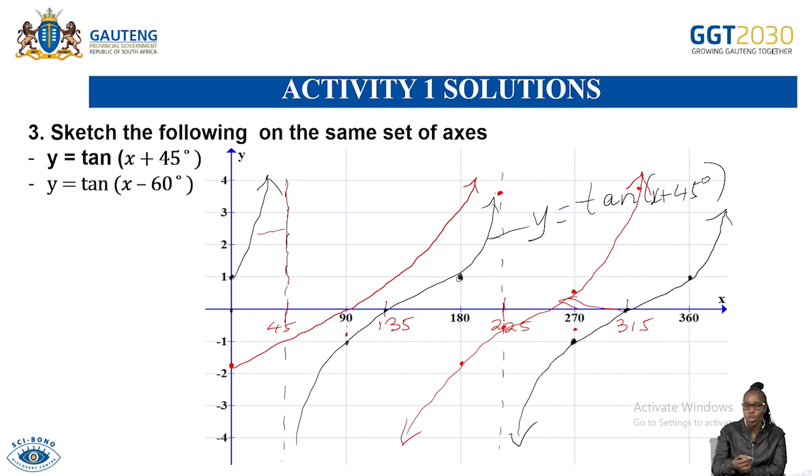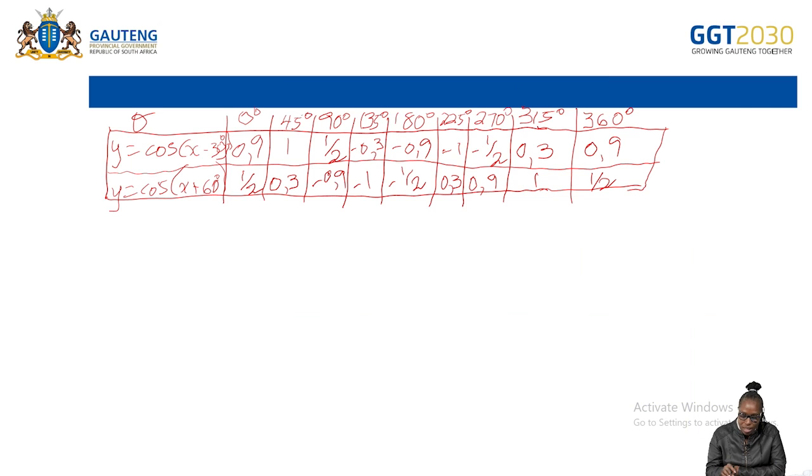My shift is going to the left because of that 45 and going to the right because of that 60. Meaning from where I was, I move to the right, and from where I was, I move to the left. So that's how the P is affecting the graph. The shift of the graph. So the graph is moving that way.